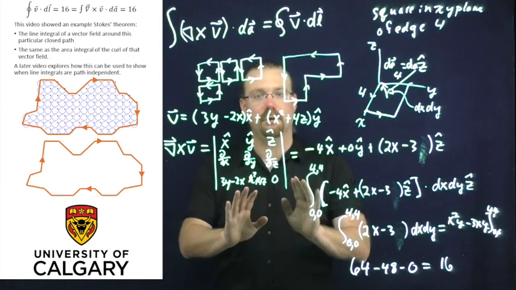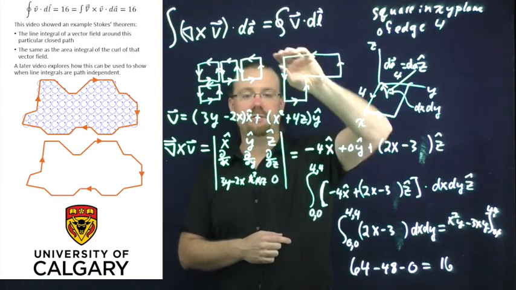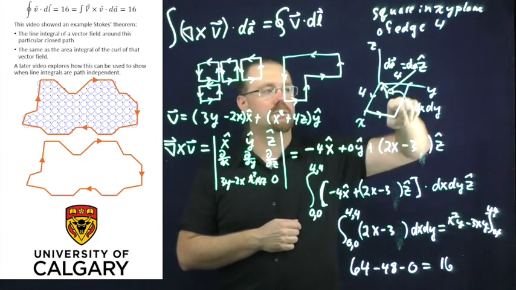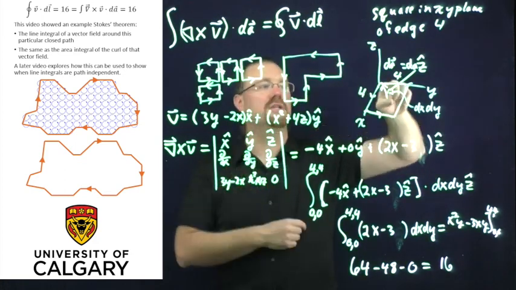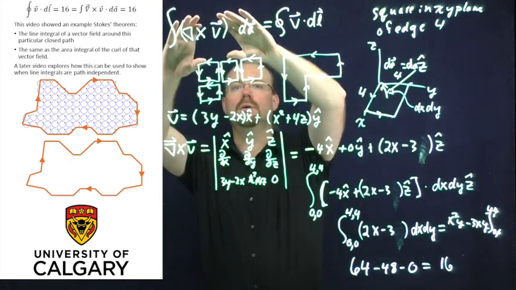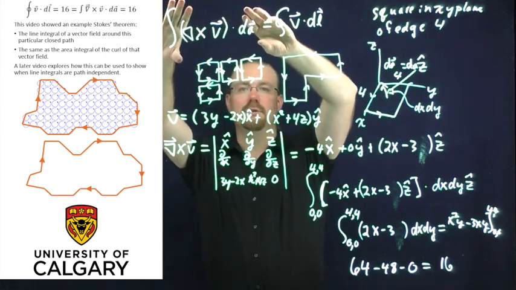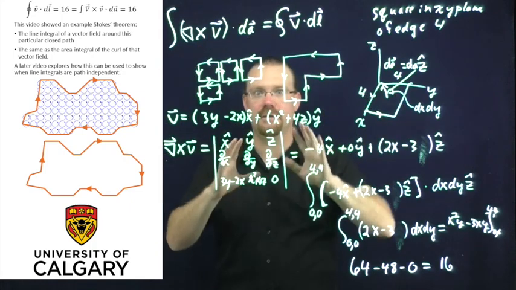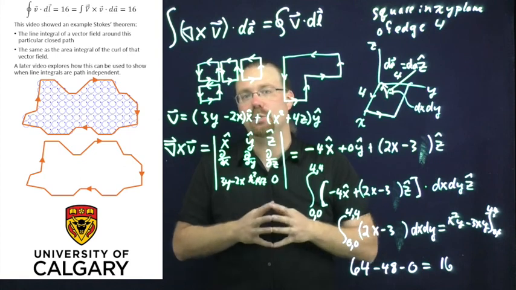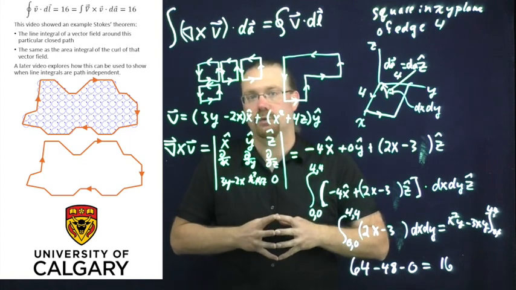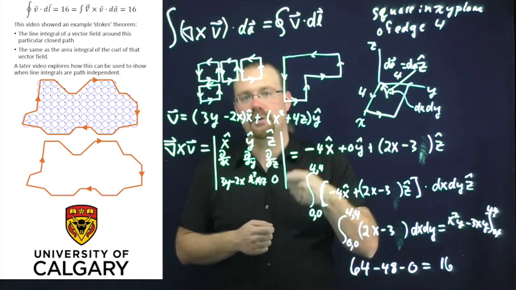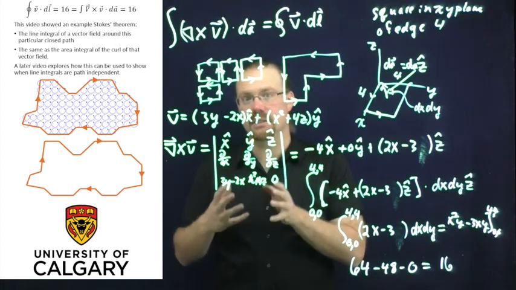What this video showed was a particular vector field that we had right here, and we took the line integral around our square and showed that this line integral around our square was equal to the curl, and then we take the integral over this entire area of that curl. This was an example of Stokes theorem. This idea will be used in later videos to show when we can say that integrals will be path independent.